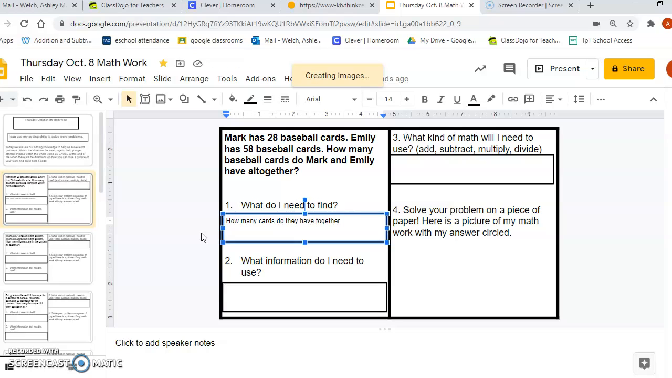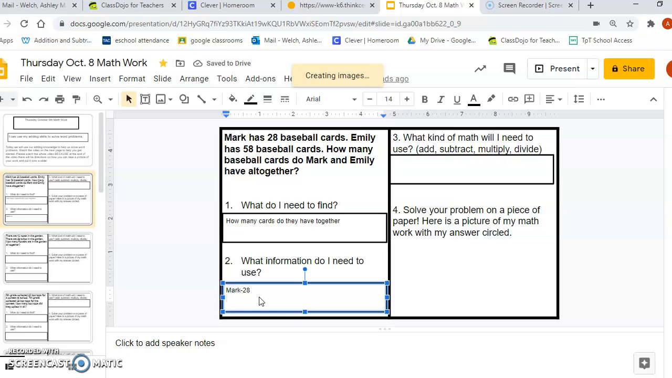So once you know what you have to figure out, you need to go to step 2, and it says, what information do I need to use? Information are clues in the problem that are going to help me solve how many cards they have together. So I know there's Mark and I know there's Emily, and I know how much Mark has and how much Emily has. So in this box, I can put an M for Mark, and Mark has 28. If you wanted to, you could type out his name. It's just a quick note. I don't need big, long, beautiful sentences here. It's just so you remember, okay, Mark has 28 cards.